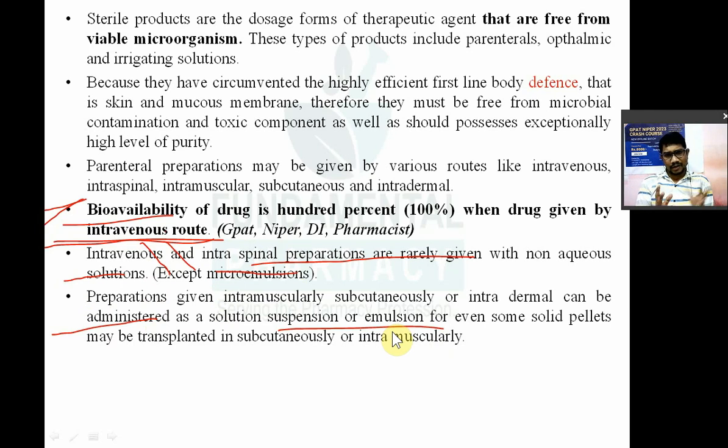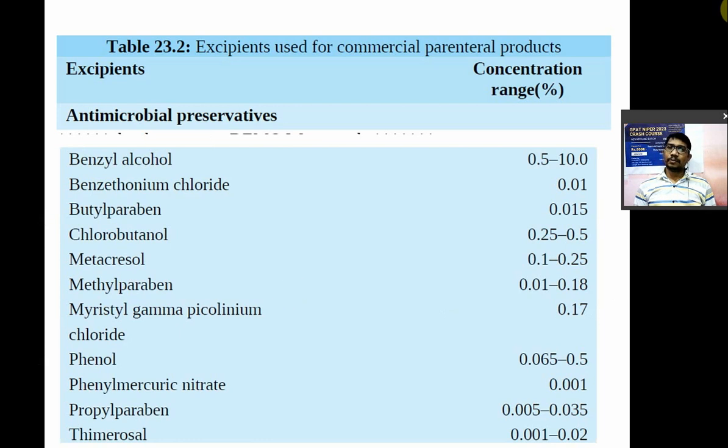बट अगर आपको इंट्रामस्कुलर इंजेक्शन बनाना है, इंट्राडर्मल इंजेक्शन बनाना है, सबक्यूटेनियस इंजेक्शन बनाना है, so in that case you can formulate your product into suspension, emulsion, solution also. Even some solid pellets that can be transplanted into the subcutaneously or intramuscularly. Now next is nothing but the excipient used in the parenterals.